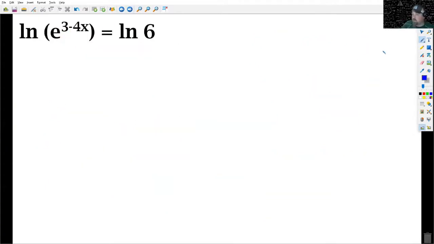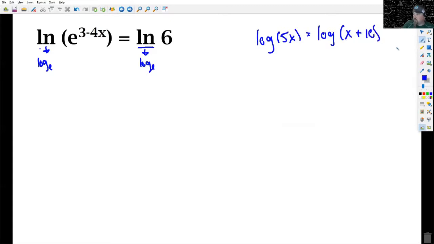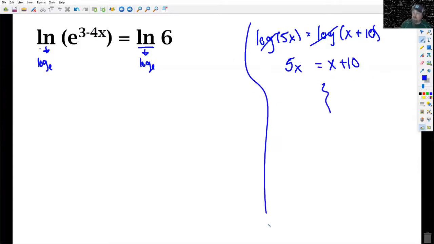Okay, so this one is a little bit different, but it works very similar to ones we've solved before. You've got to remember, this just means log base e. And if we have the log of 5x equals the log of x plus 10, what we would do is say those don't matter and just go 5x equals x plus 10, and we would solve it from there. I'm not going to finish solving that one, but the same premise happens here.